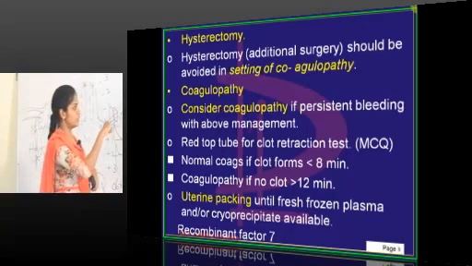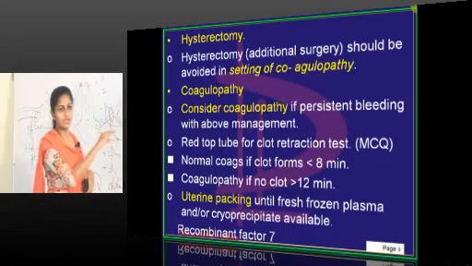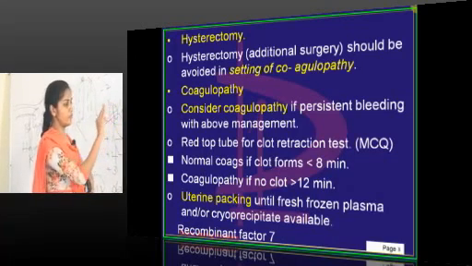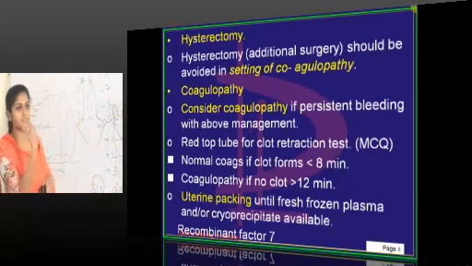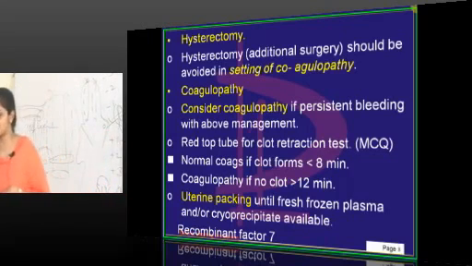Okay, go for uterine packing. Next, cryoprecipitate and FFPs. These are the three most frequently used things. First we will go for FFP, then cryoprecipitate, and if the bleeding is still not controlled, I will go for recombinant factor 7. So that is for coagulopathies.